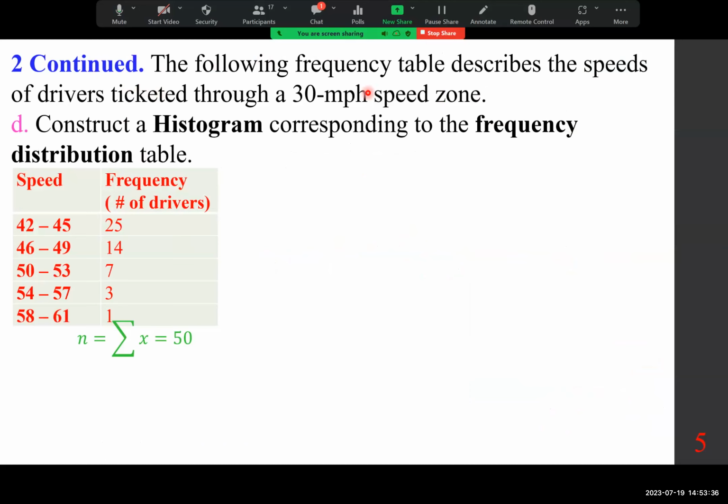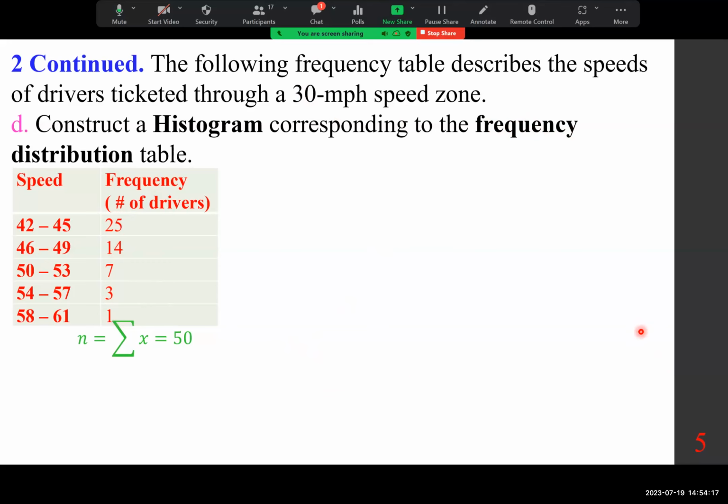So the same question, now we want part D. Construct a histogram corresponding to the frequency distribution table. Well, in order to come up with the histogram, we have a horizontal axis, we have a vertical axis. The vertical axis is easy. It's either the frequency or percent frequency. And you want to read this very carefully. Sometimes they say frequency, sometimes they say percent frequencies. They want the numbers, they don't want the percentage. So those numbers will be for the height on the vertical axis.